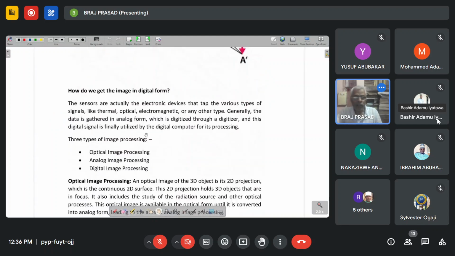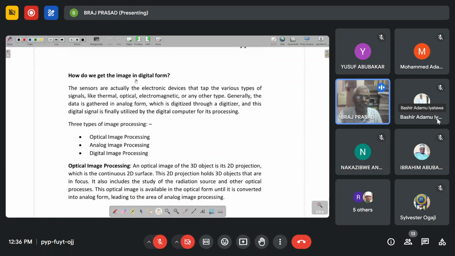Now, how do we get the image in digital form? This is the main question. How will we get the image in digital form? The sensors are actually our main part, and at this sensor there will be an eye. You can correlate it with your eye also, and a camera, a single camera or any other camera.